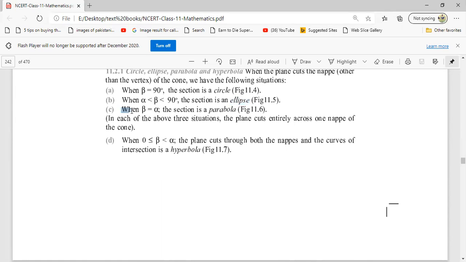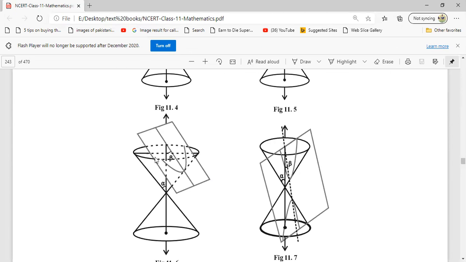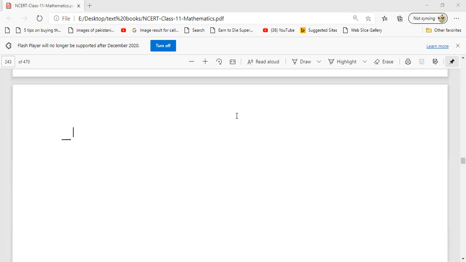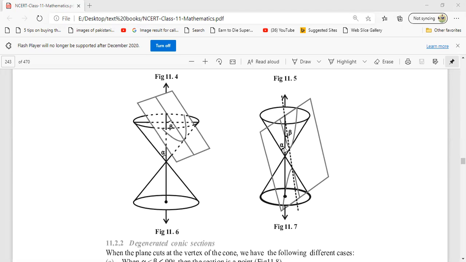And when beta becomes equal to alpha, the third case, when beta and alpha are the same, then this plane will be parallel to one of the generators. So in this case, it will make this line. You can see this line. This is a parabola. But the next condition is when beta is less than alpha, so then the plane will tilt more.